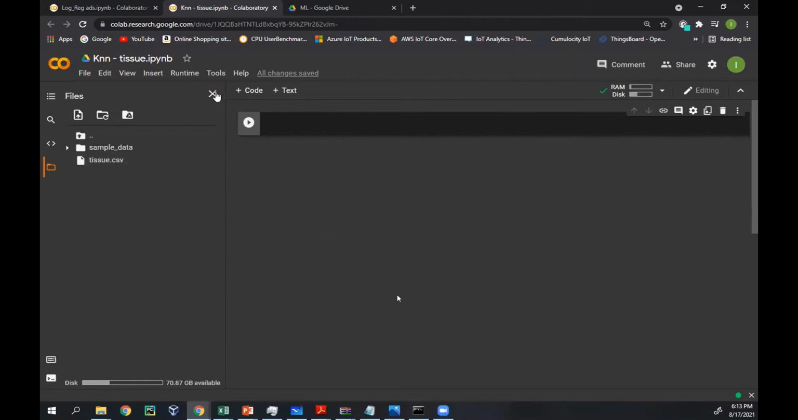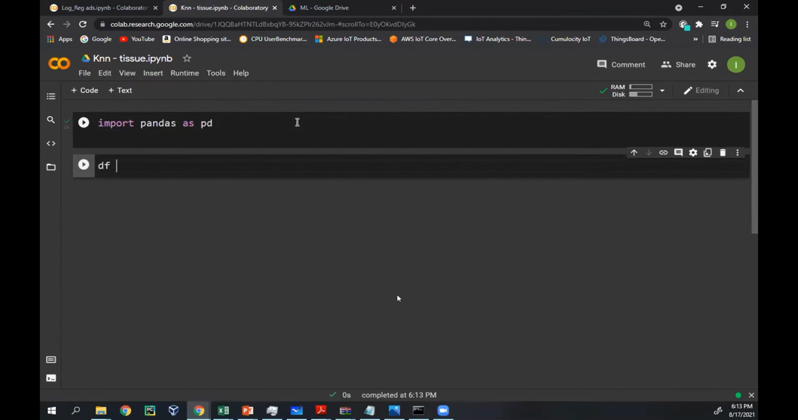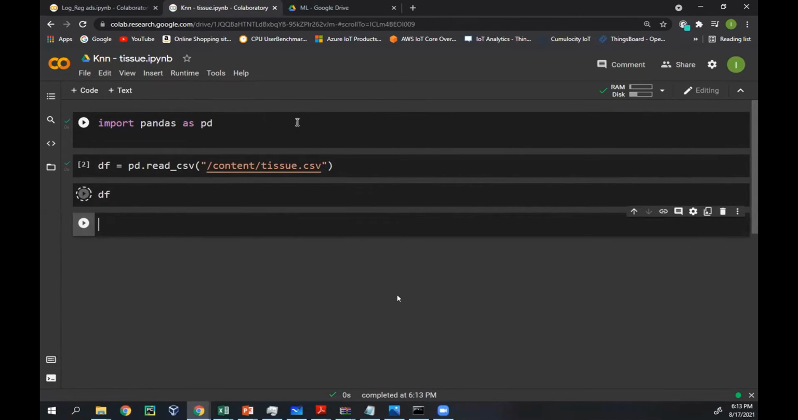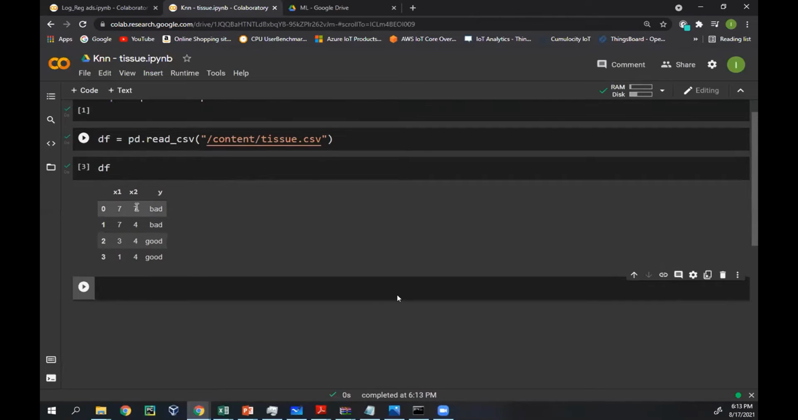So copy the path. First things first, we need to import our data. So import pandas as pd, and then df is equal to pd.read_csv. So that's what you have with you. This is basically x1, x2, and this is bad, this is good. Right, guys? Exactly the same thing we did in the previous session. Any doubts until here? Please let me know. Is everything correct until here?